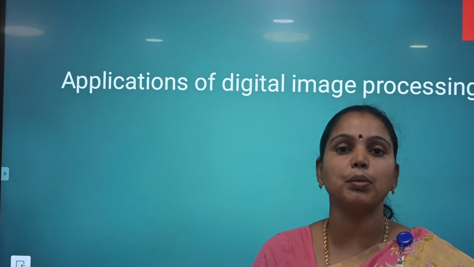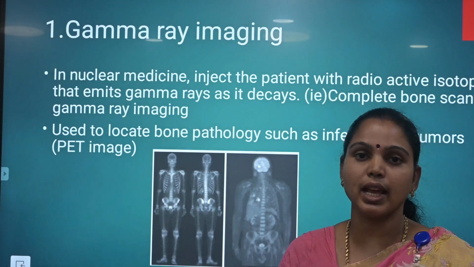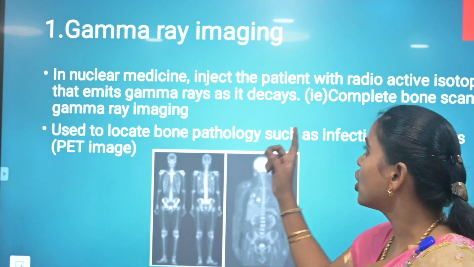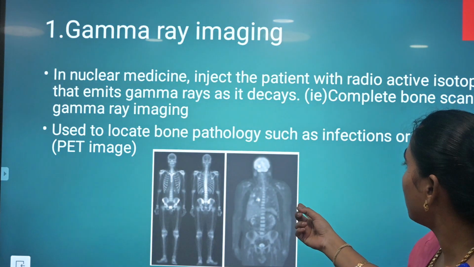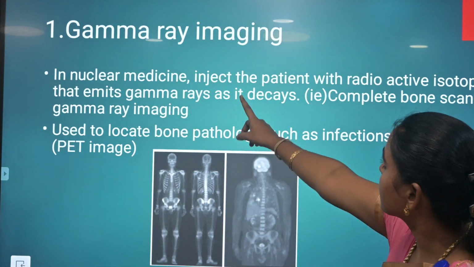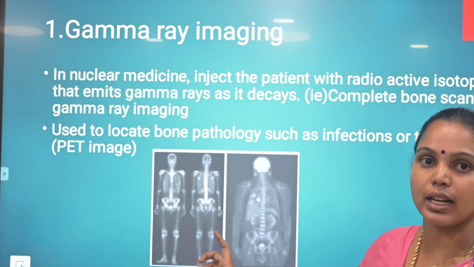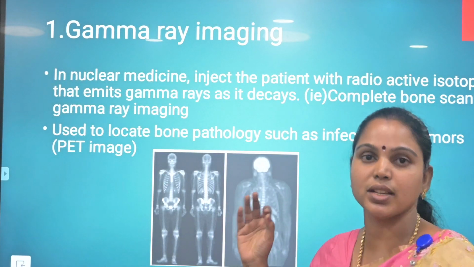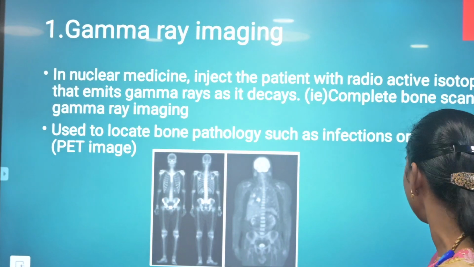Next, let's see some of the applications of digital image processing. The first one is gamma ray imaging. If the images are captured by using gamma rays, then that is referred to as gamma ray imaging. Generally, it is used in the medical field. By using gamma rays, a PET image is captured. In this diagram, we can recognize whether there is a bone fracture or bone infection, whether there is a tumor or not. Likewise, we are extracting some details.